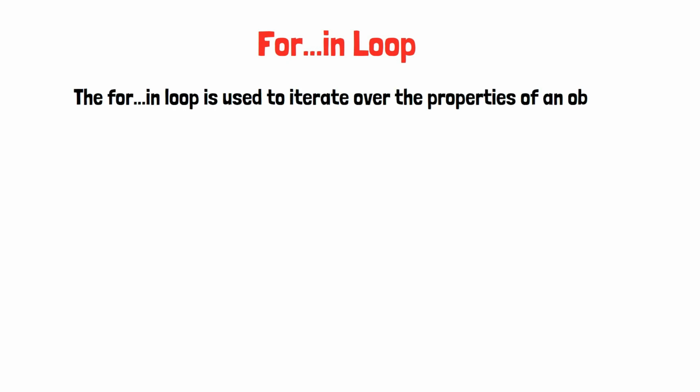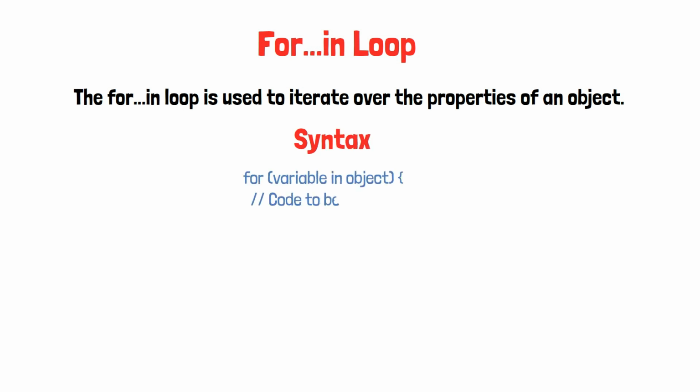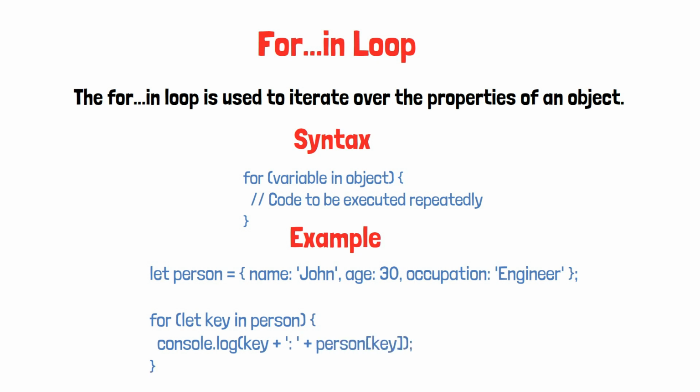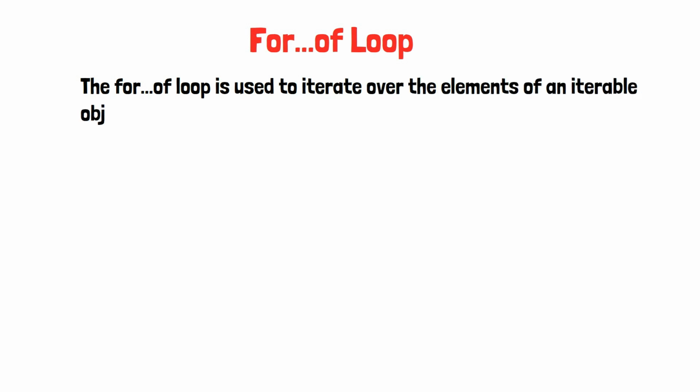For in loop. The for in loop is used to iterate over the properties of an object. Syntax. For of loop. The for of loop is used to iterate over the elements of an iterable object, like arrays or strings. Syntax.